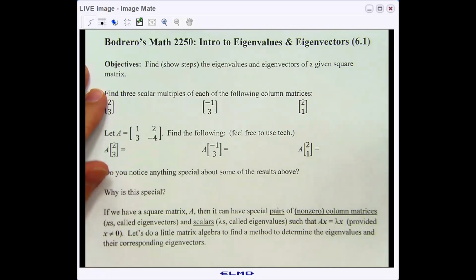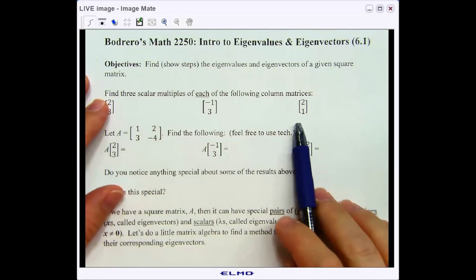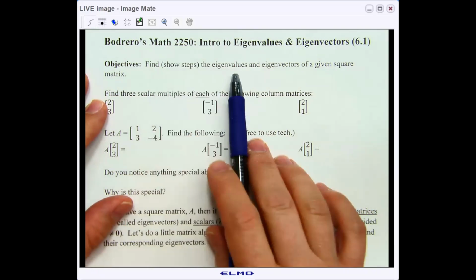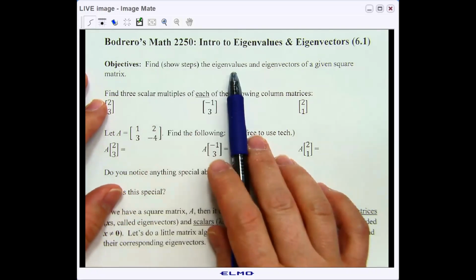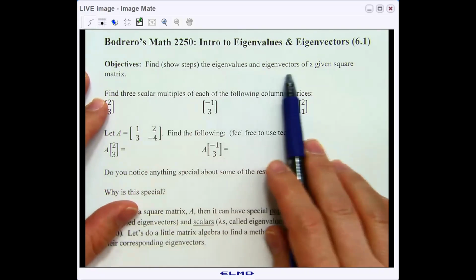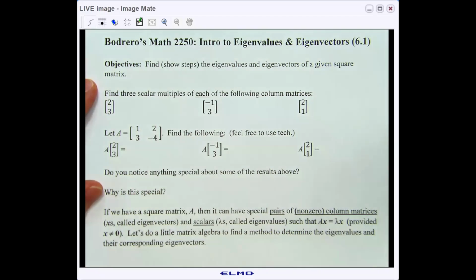This is one of my favorite areas of all mathematics in linear algebra: eigenvalues, eigenvectors, and how cool they are. So our objectives for this section are to find, showing our steps, the eigenvalues and eigenvectors of a given square matrix. And to start off, we want to see what this even has to do with anything.